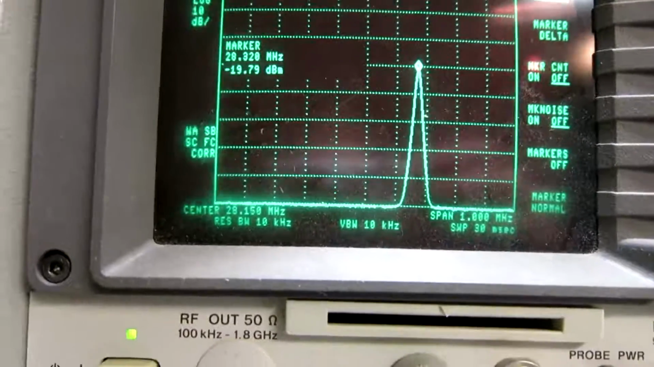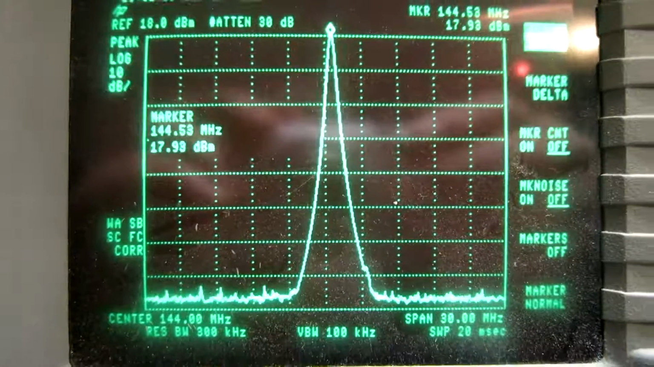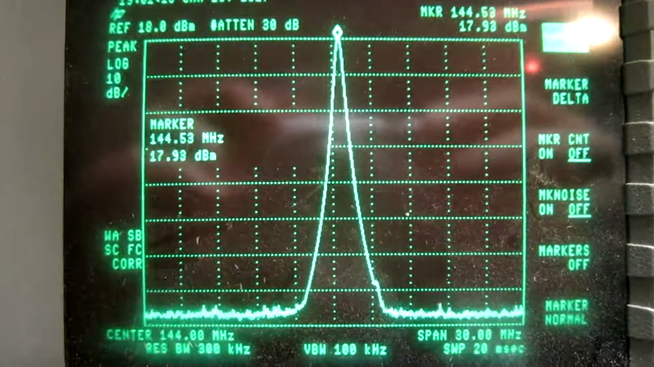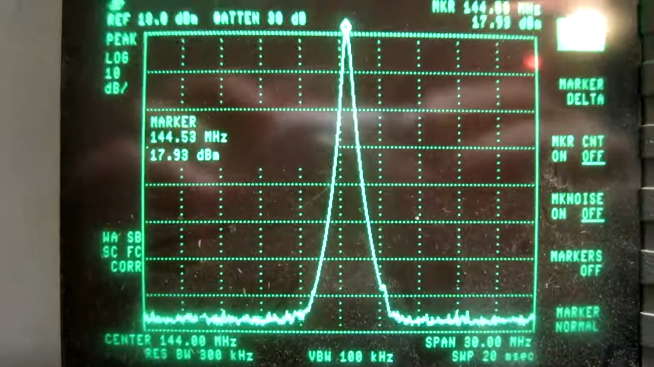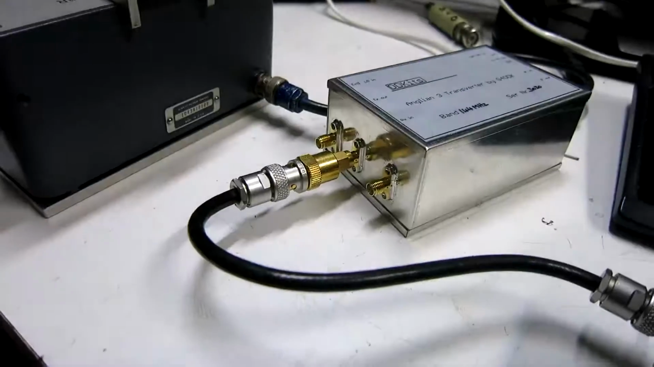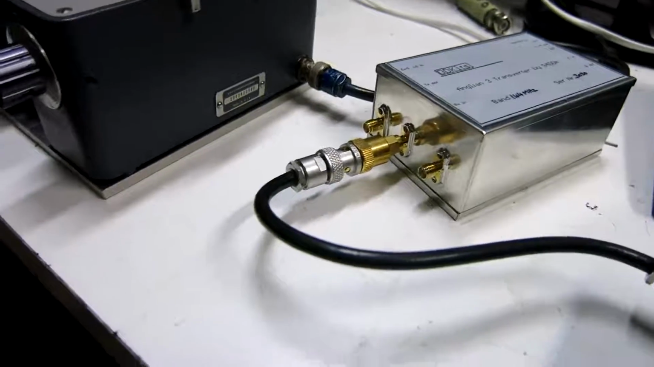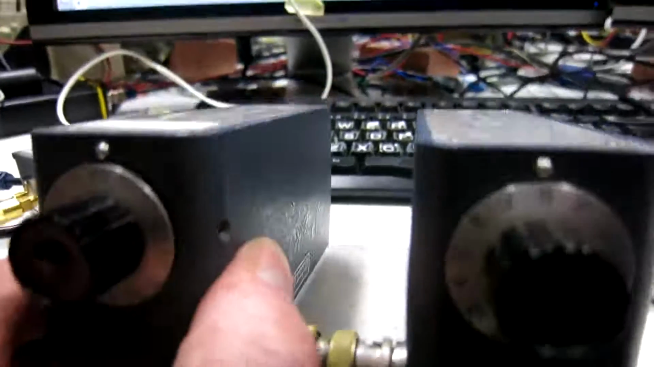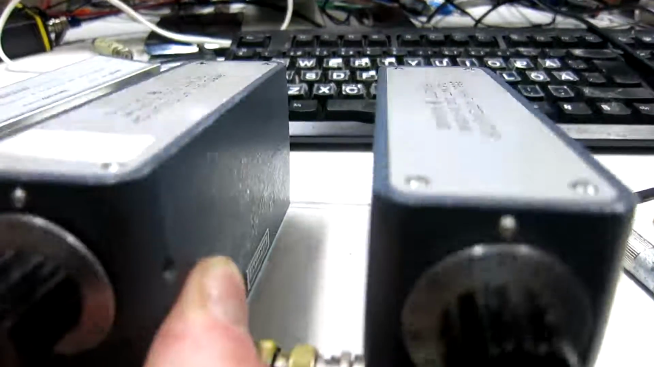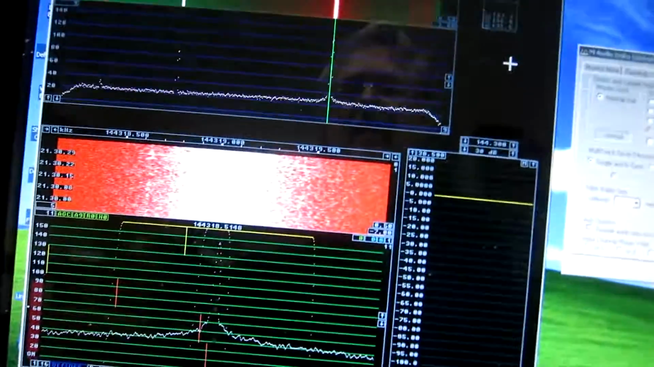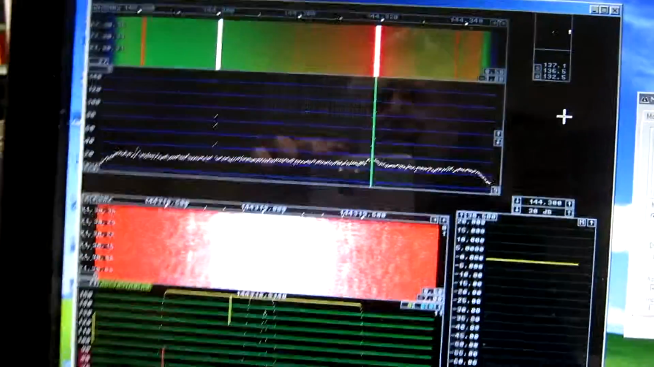19.8. As very much expected, I see a single carrier on 144 at a level of plus 18 dBm. The output is now connected to these attenuators, set to, what is it, 28 dB. And then the signal goes into my WSE converter chain. And this is what I see on the screen.